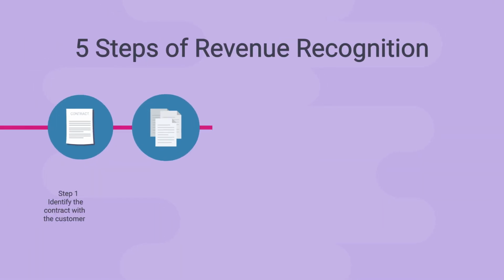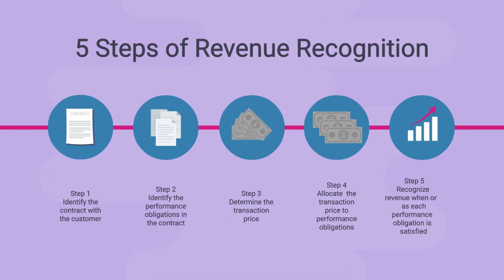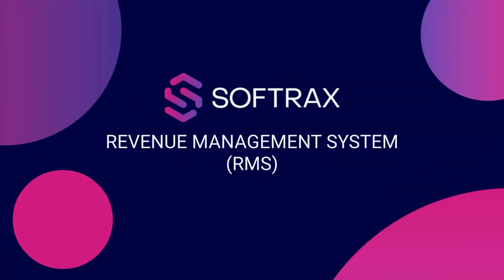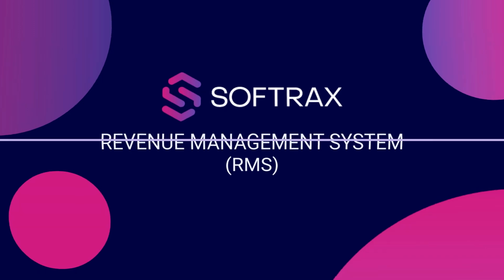The ASC 606 and IFRS 15 revenue recognition standards include a 5-step process. Let's look at each step and how the Softrax Revenue Management System, or RMS, helps you comply with these regulations without the need for manual processes, spreadsheets, and workarounds.